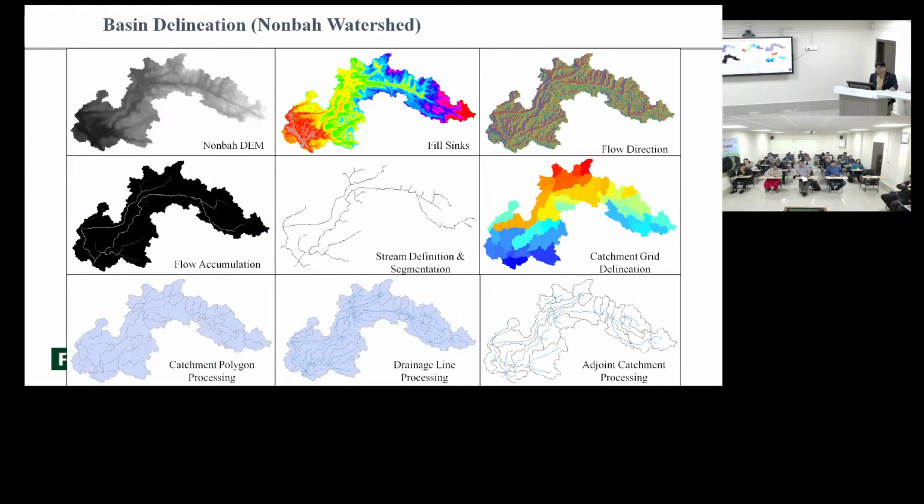These are the options. The first one is DEM. This is one basin from Meghalaya, the Nonba basin, so the DEM is for the Nonba basin. Now you can see there are 9 stages. The first 6 stages produce raster files. You are already aware of what a raster and a vector file are. The last 3 outputs are vector files: the catchment, drainage line, then adjoining catchment. But your final output is the river network shapefile and one catchment shapefile.